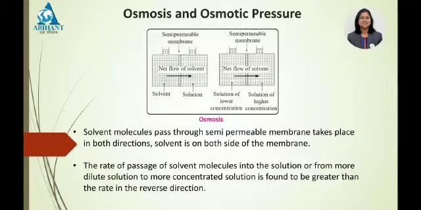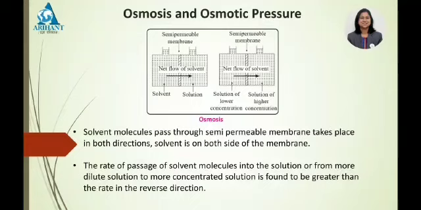Students, you can observe the diagram. There are two pictures shown in the diagram, right? In the first, there are two compartments. In the first compartment, there is solvent. In the second compartment, there is solution. In between, you can see the semi-permeable membrane.